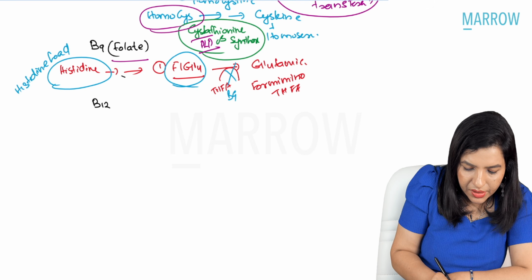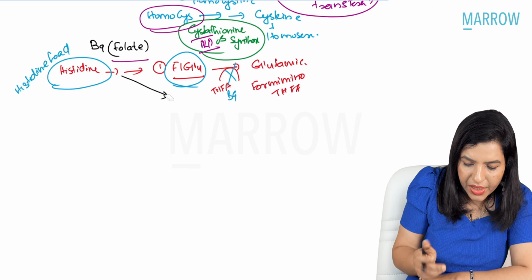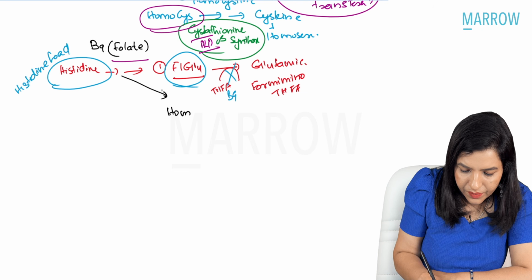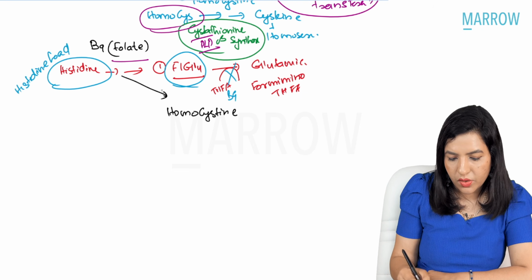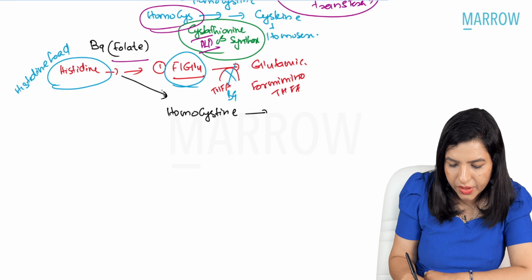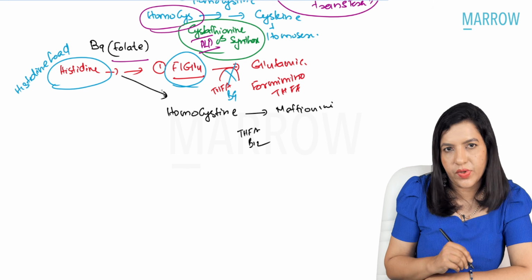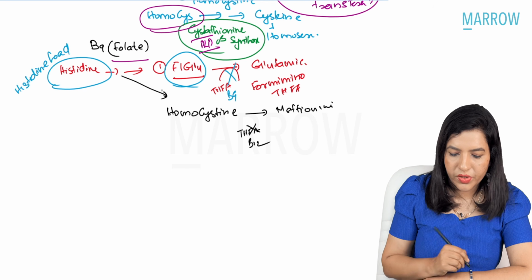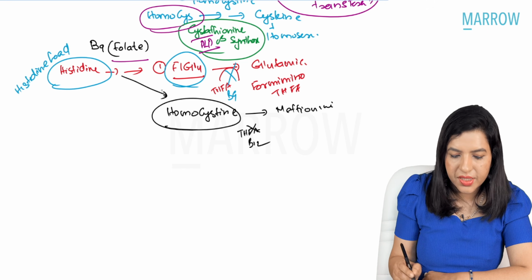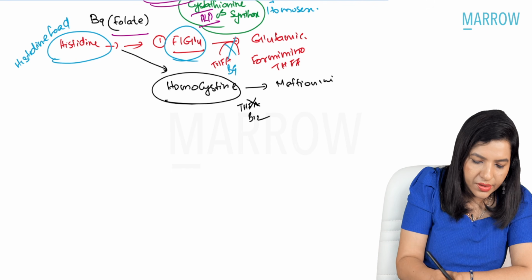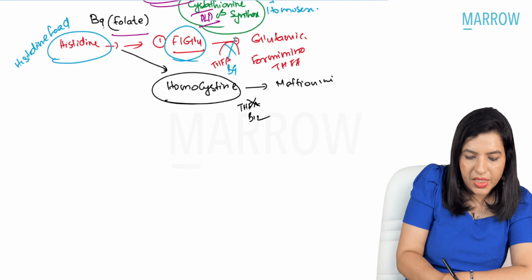The next urinary metabolite that we get in B9 deficiency is homocysteine, because we know that homocysteine is converted to methionine. For that we need THFA, tetrahydrofolic acid, and B12. So if there is a deficiency of tetrahydrofolic acid, homocysteine is excreted in urine. So that is about folic acid, B9.